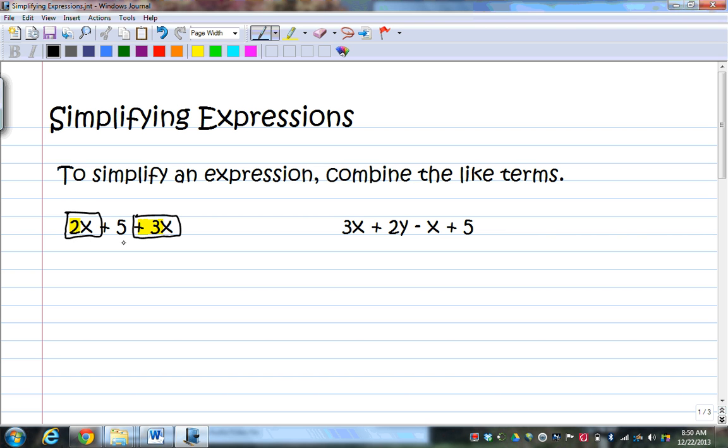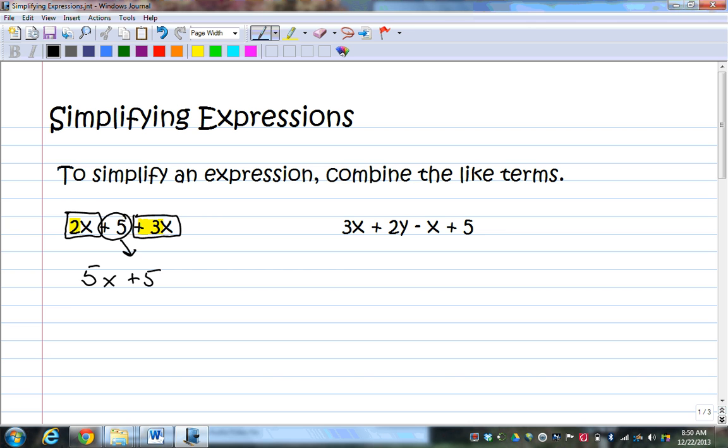So 3 and 2 would give me a 5. The variable stays the same. And then what's left over is this positive 5. So 2x plus 5 plus 3x simplifies to 5x plus 5.